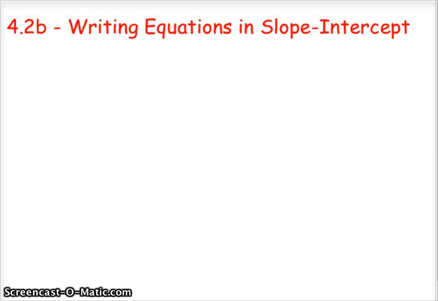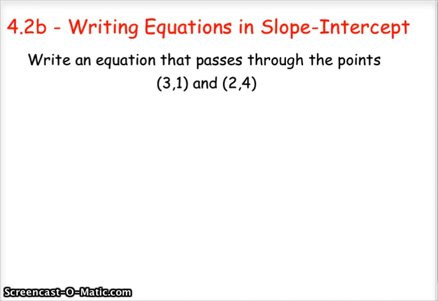For the second part of 4.2, we are again going to be looking at how to write equations in slope-intercept form. Except this time, we are going to have a situation where we're given 2 points. So our example here is to write an equation that passes through the points (3, 1) and (2, 4).